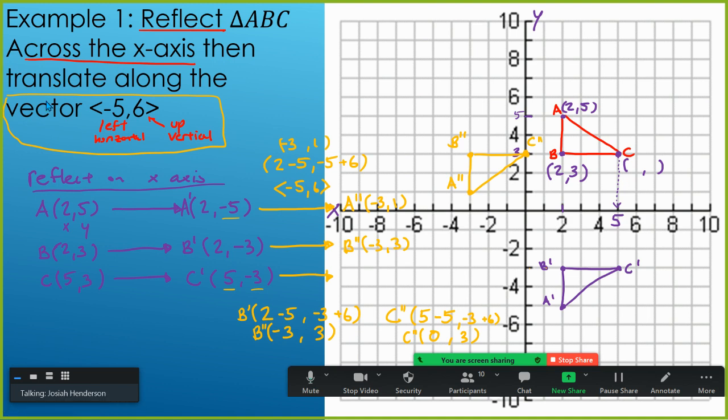Okay, so 11:33. Let's try another one with 2 different transformations. And I also want to start with the same ABC. I think that'd be a good idea. So A is 2, 5, B is 2, 3, and then C is 5, 3. Here we go.